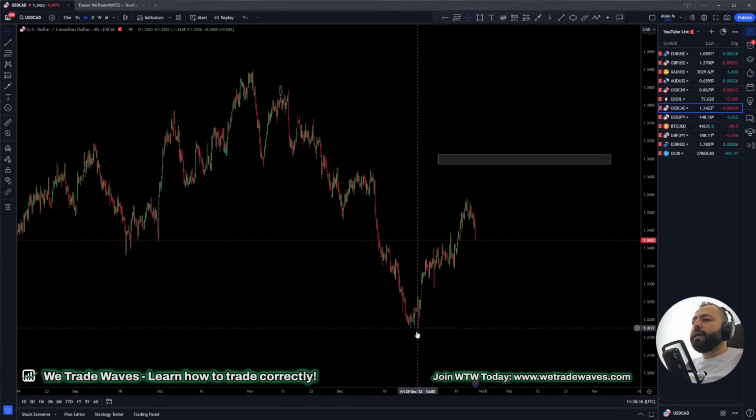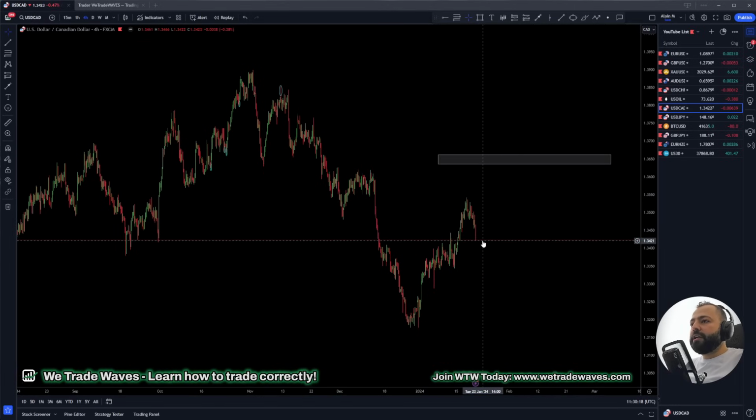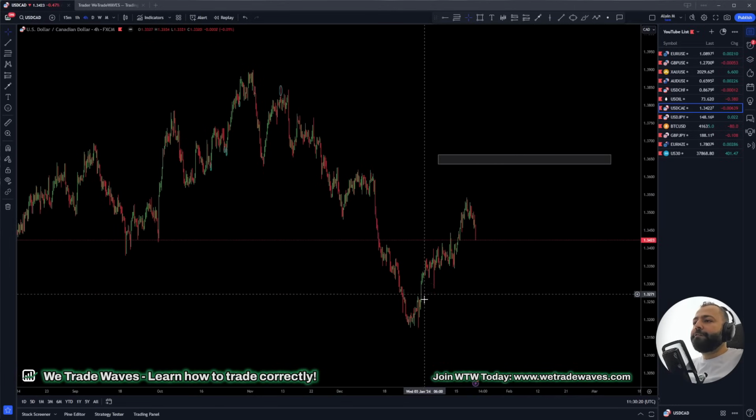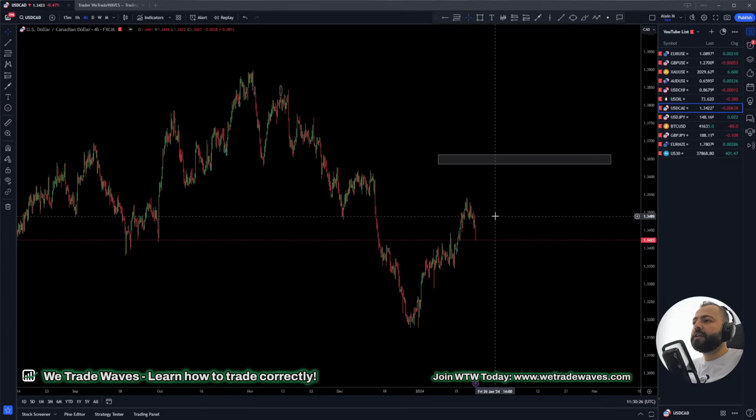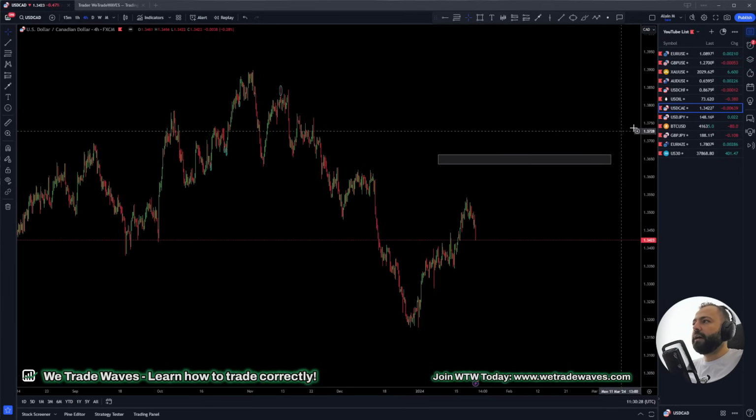All of you guys who were in the buy, you should consider closing your trades for profits, and for any setup from current levels, I'll wait for a corrective structure upwards before the next sell for Dollar CAD.